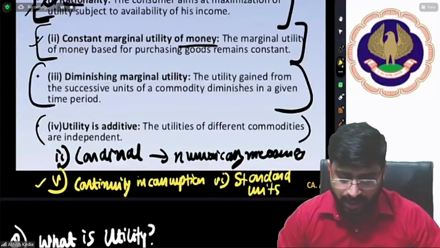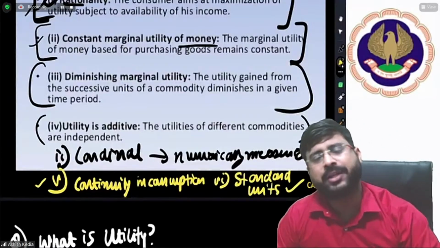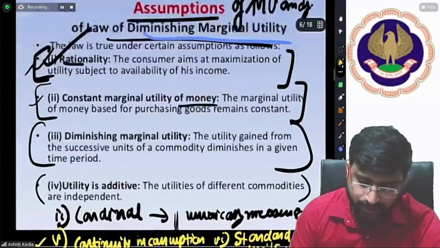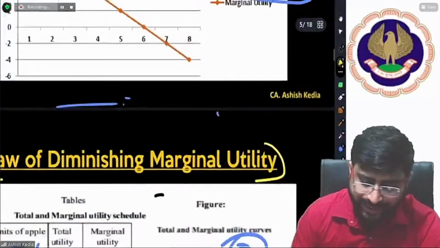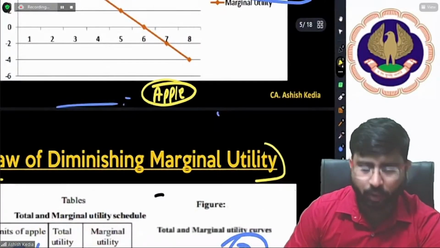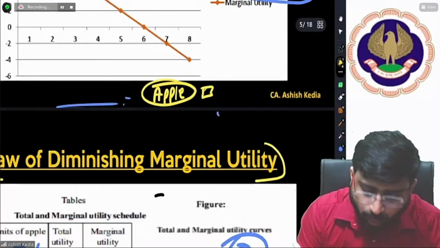And what is the next assumption? Unit should be standard. Sir, what do you mean? Unit should be standard means suppose you are to eat an apple. Now suppose instead of eating the whole apple, you have taken a very small bite of apple.